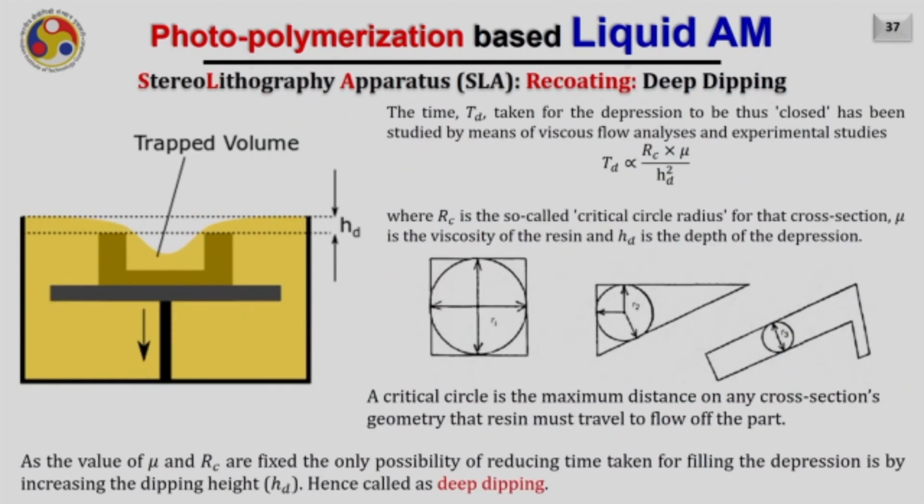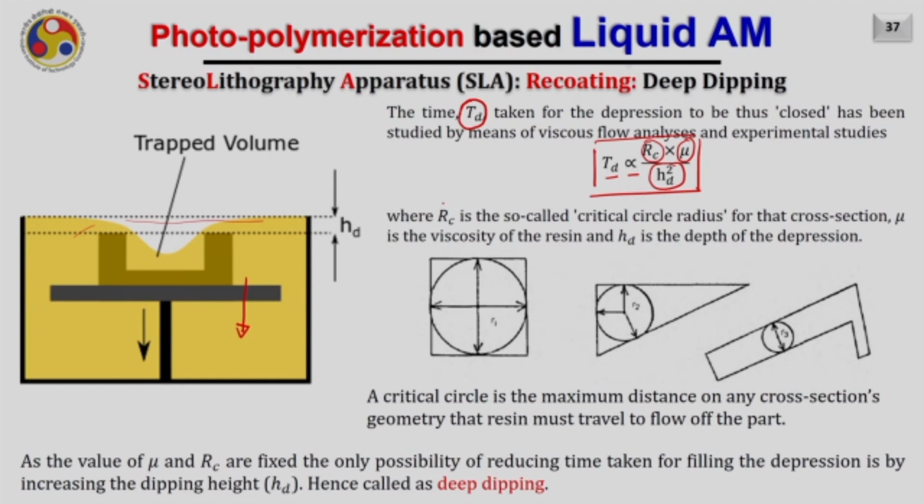So, basically the time taken, which I am representing by TD here, is the time taken for deep dipping. This time taken TD, for the depression to be closed, is given by this particular formula. The time taken to cover this whole thing is directly proportional to the critical radius times viscosity divided by HD square, where HD is the depth of the depression. Basically, how deep you are going, then the depression depth will be more. So, that is the height of that.